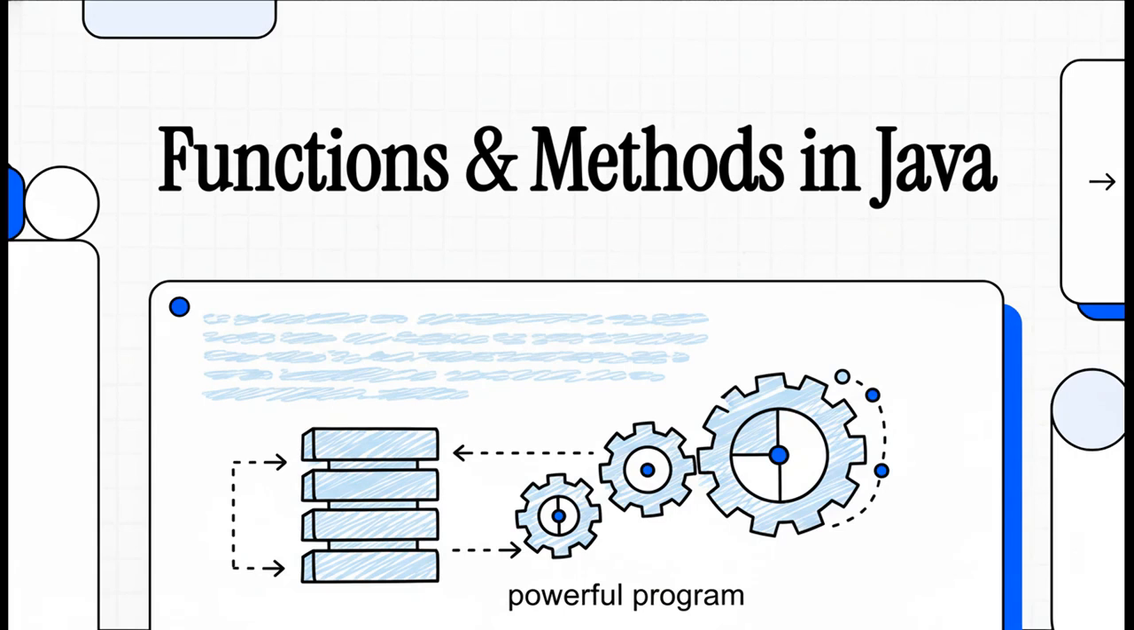All right, let's jump right in. If you've ever written any code, you know that functions and methods are like the absolute foundation for keeping things organized and efficient. Seriously, they're the building blocks that turn a jumbled mess of a script into clean, powerful, and reusable code. So today, we're going to break down exactly how they work in Java.